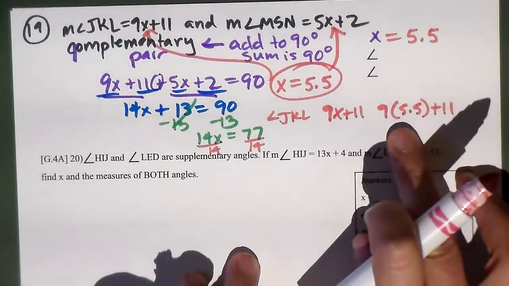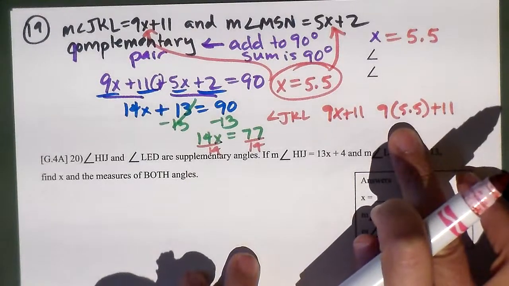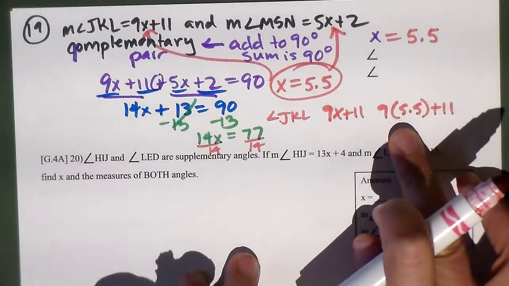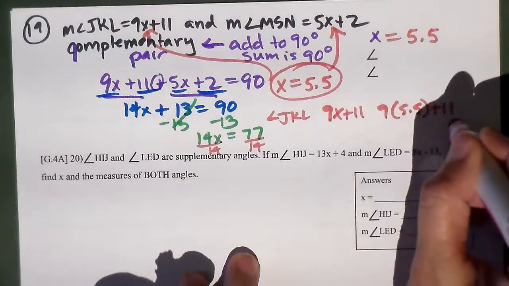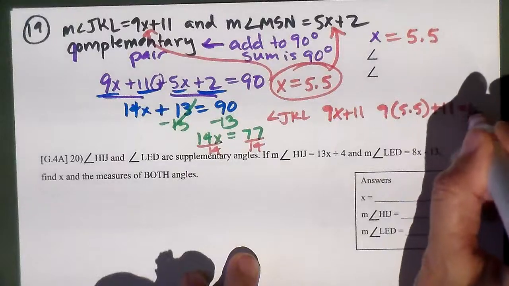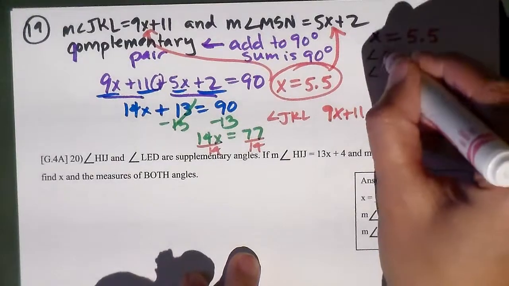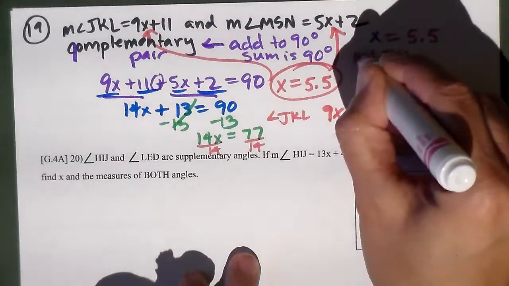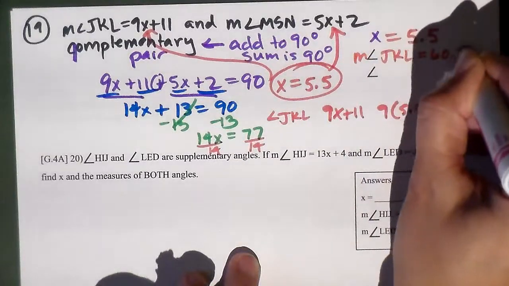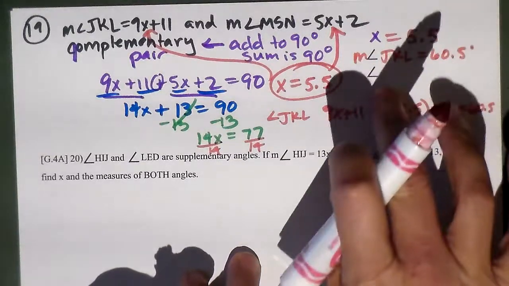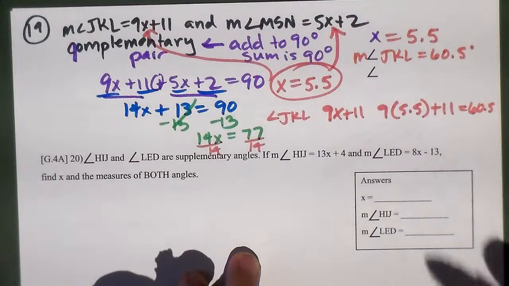Okay, 9x plus 11. So 9 times 5 is 45. So this is 49.5 plus 11. So you get 60.5 degrees. So the measure of JKL is 60.5 degrees. Now I don't know what order they're written on your test. Again, mine didn't print out properly.